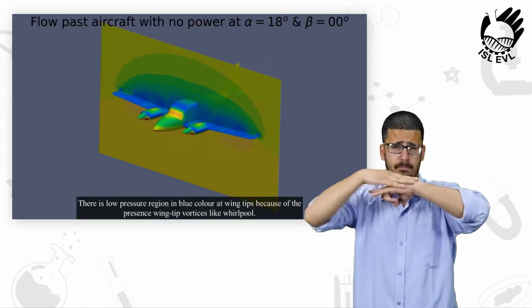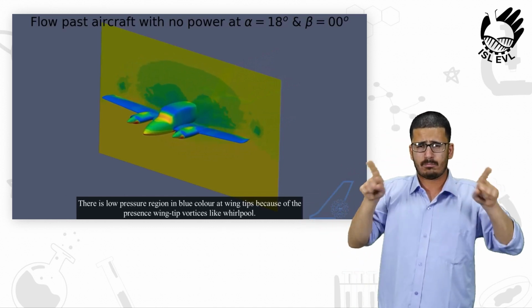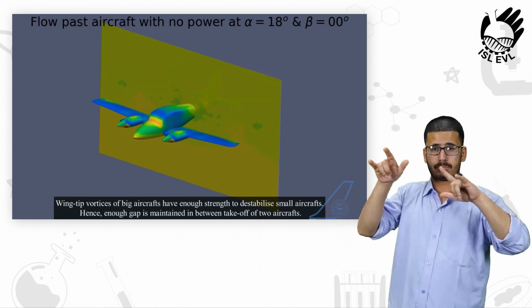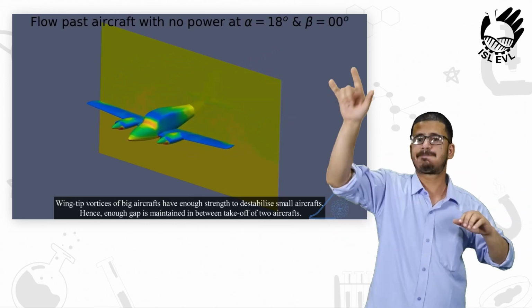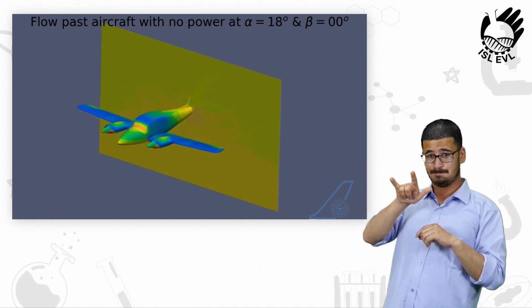There is low pressure region in blue color at wingtips because of the presence of wingtip vortices like whirlpool. Wingtip vortices of big aircrafts have enough strength to destabilize small aircrafts. Hence, enough gap is maintained in between takeoff of two aircrafts.